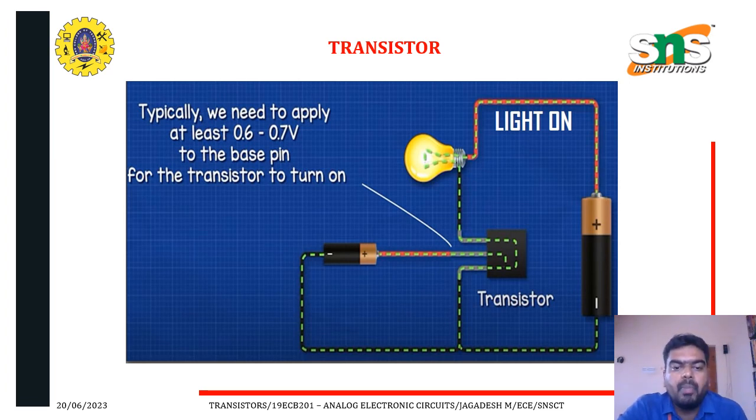So we need to apply 0.6 to 0.7 V to the base pin for the transistor to turn on. If it is turned on, automatically there is a current flow, and the load here is a bulb, so automatically it will glow, it will become on.